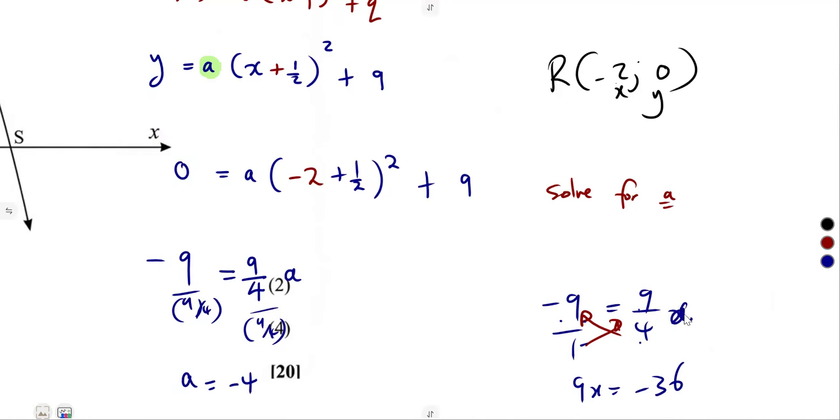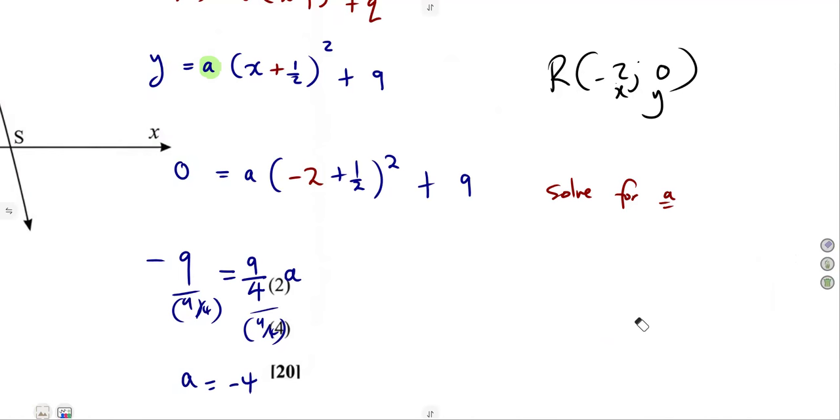All right. This is a instead of x. So you obtain the same value of a, which is negative 4. So therefore, this whole function representing our f of x will be given as, in place of a, we have negative 4. So that's negative 4 into (x + 1/2).